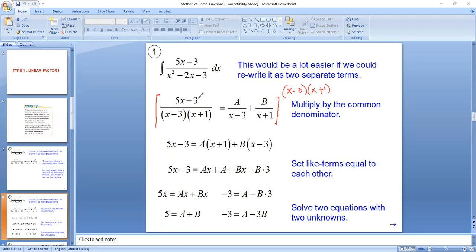In the process, what is left on the left side is 5x minus 3. And what you have on the right side is A times the quantity x plus 1 and B times the quantity x minus 3. You have already multiplied and simplified. That's step 2. Step 3, you simplify your equation. So this is 5x minus 3. You distribute. You also distribute. So you have this one now.